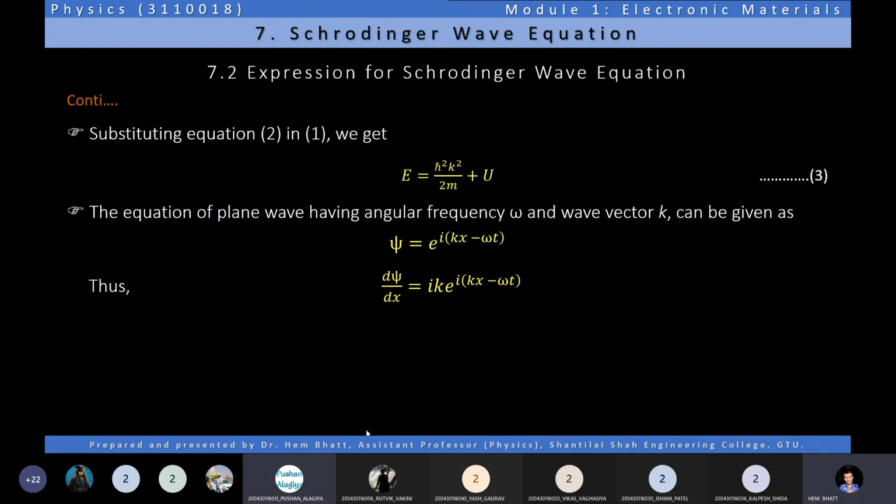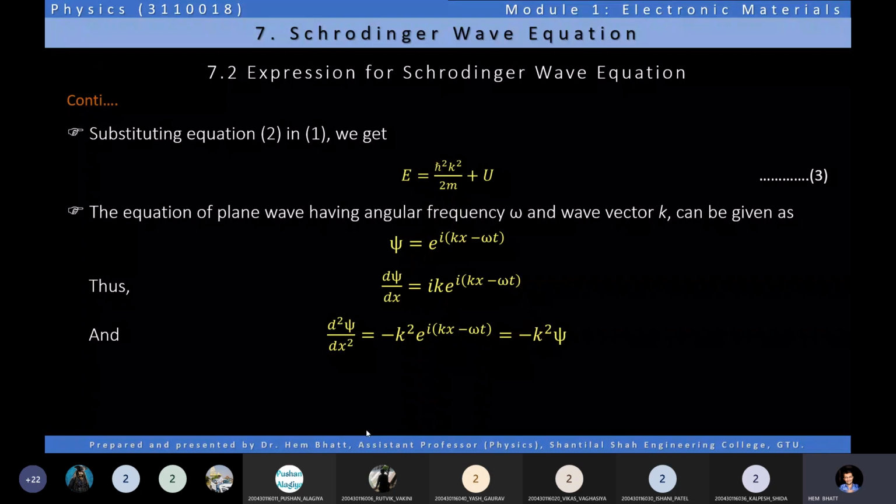Sir, i squared k squared e raised to the power i(kx minus omega t). Okay, very good. Now, e raised to i(kx minus omega t), replace that with psi. And what is i squared? Minus 1. Very good. Now simplify and tell me what comes. Minus k squared psi. Very good. So d2 psi by dx squared is minus k squared psi.